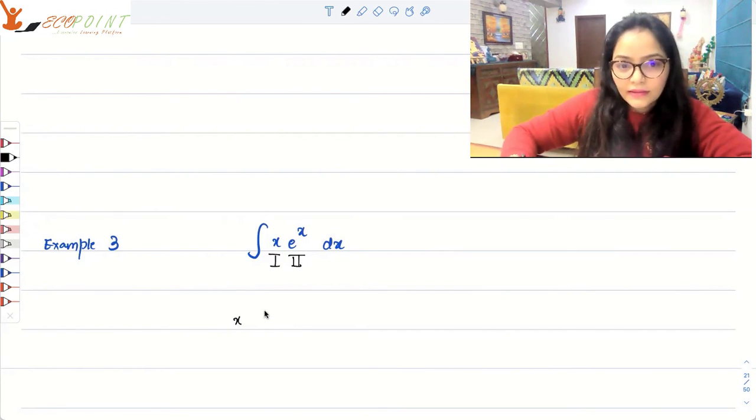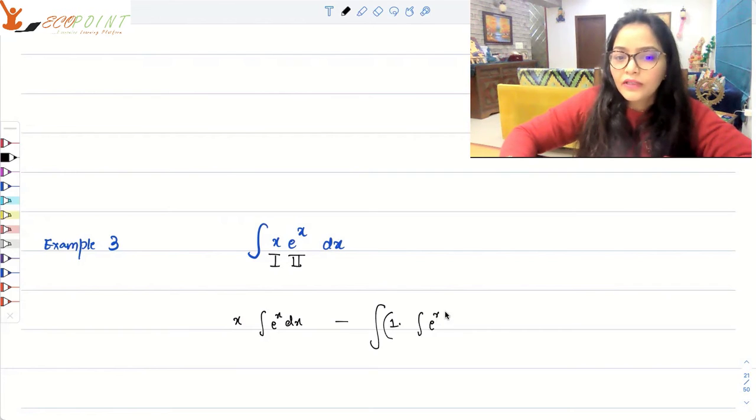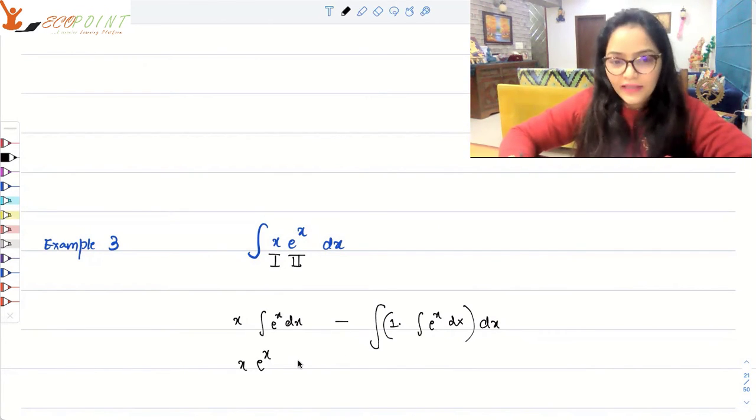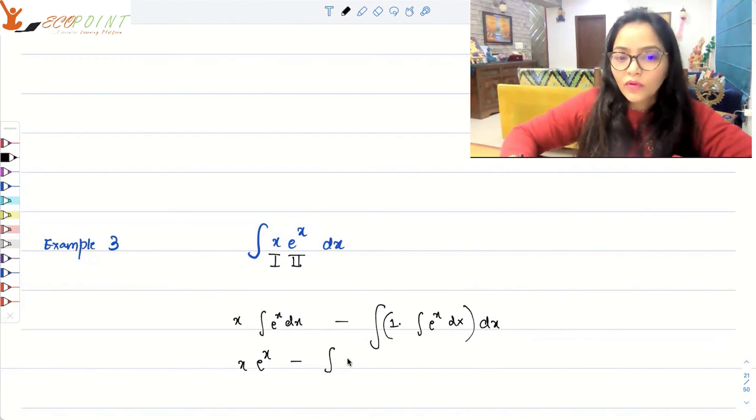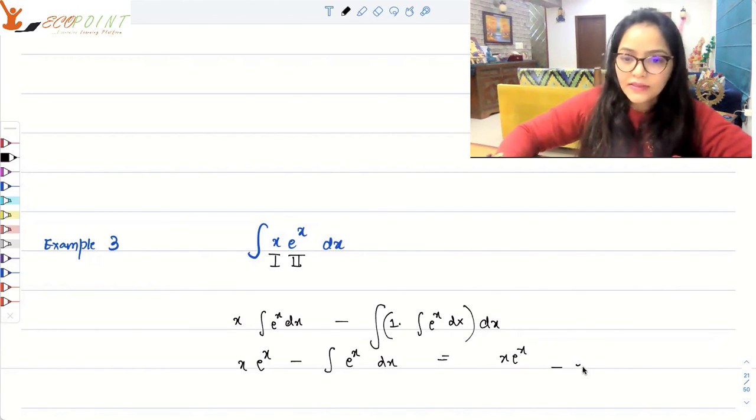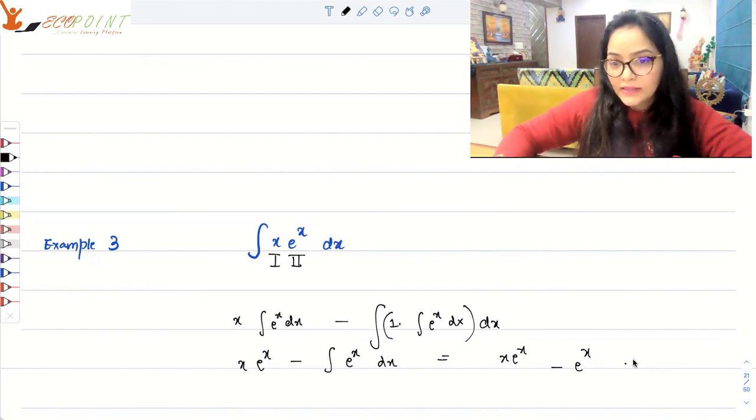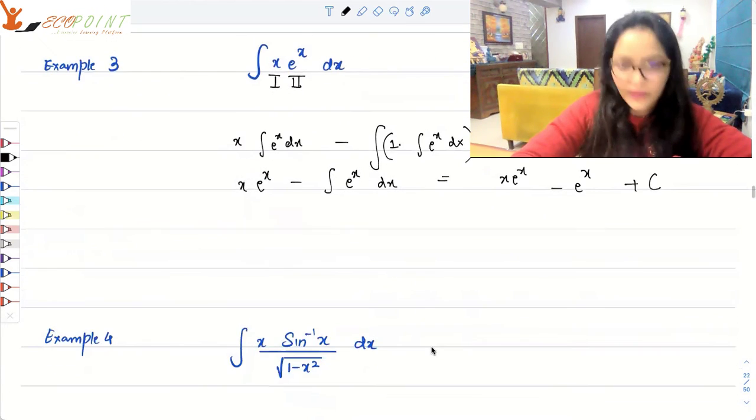So 1 as it is, integral of dx, minus whole integral, derivative of x is simply 1 into integral of e^x dx, whole dx again. So this will be x into e^x, because integral of e^x is also e^x, minus whole integral of e^x dx. So it will be x e to the power x minus e to the power x plus c. And that's what will be the correct answer. And that's how you find it.